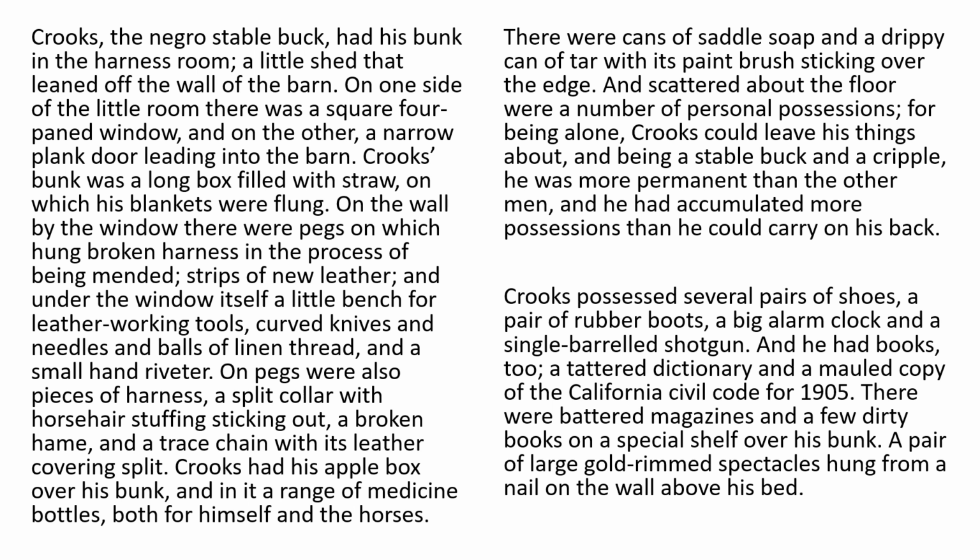Crooks possessed several pairs of shoes, a pair of rubber boots, a big alarm clock, and a single-barreled shotgun. And he had books too, a tattered dictionary, and a mauled copy of the California Civil Code for 1905. There were battered magazines, and a few dirty books on a special shelf over his bunk. A pair of large gold-rimmed spectacles hung from a nail on the wall above his bed.